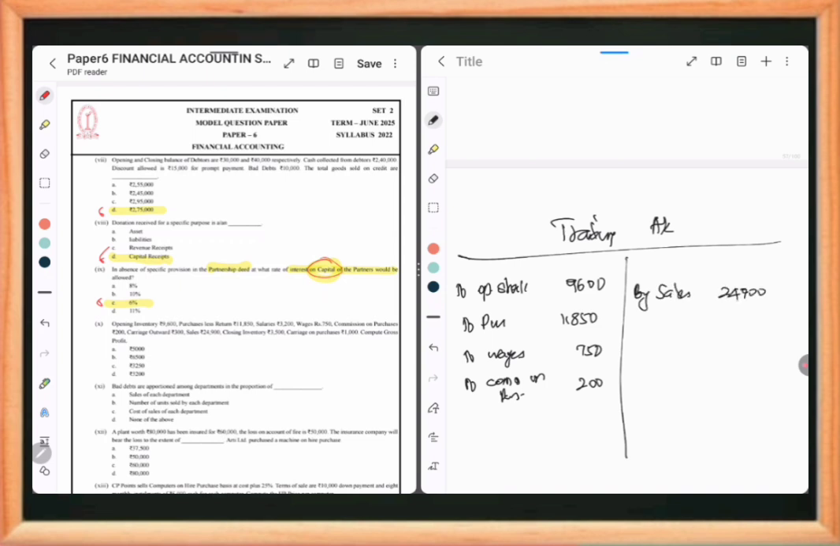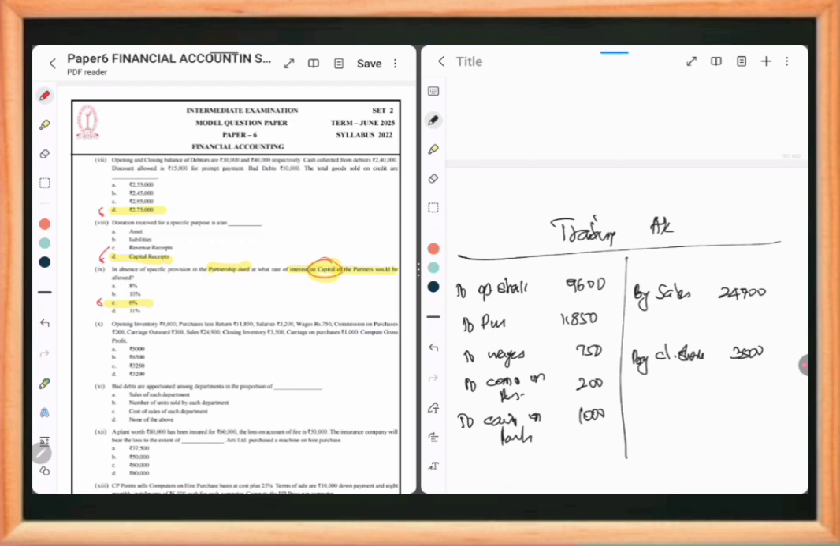24,900, and then closing inventory, closing stock. How much? Closing inventory 3,500 rupees, and then carriage on purchases, that is the commission on purchases, and then carriage on purchases 1,000 rupees actually, ₹1,000, and then closing stock.